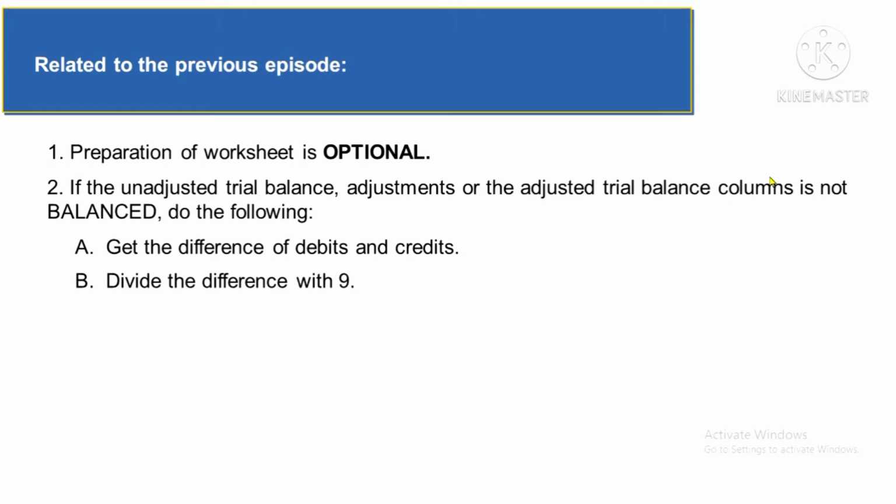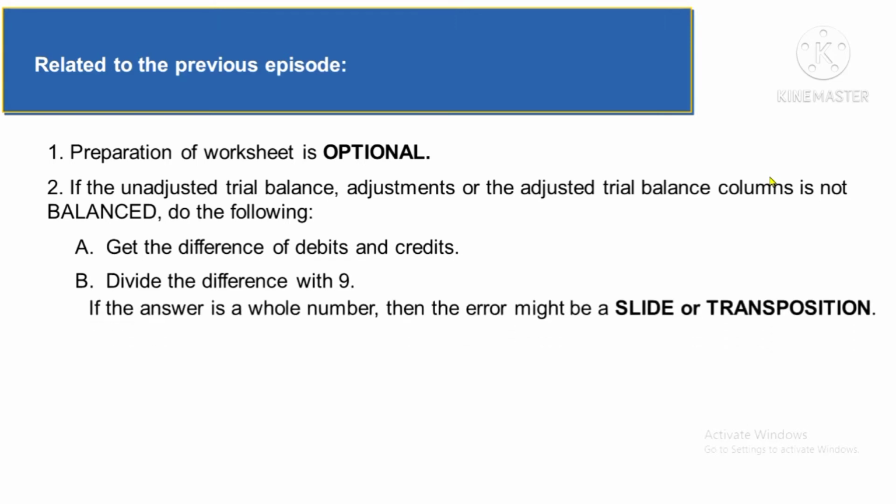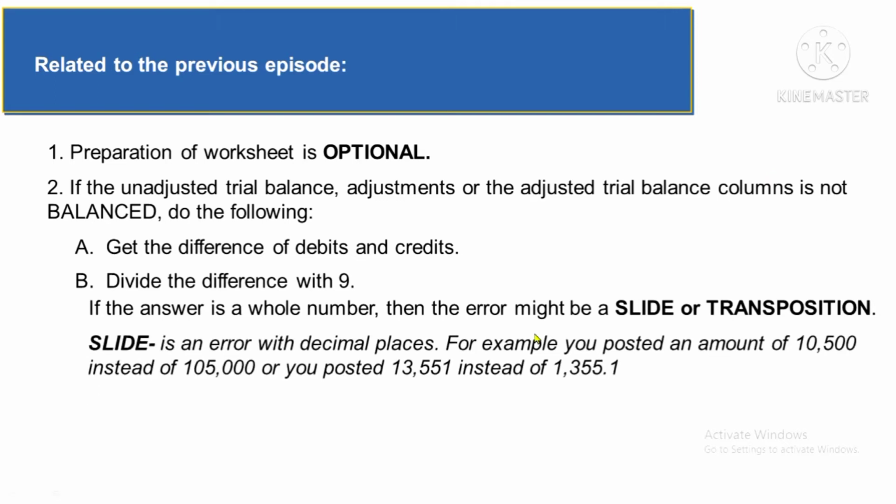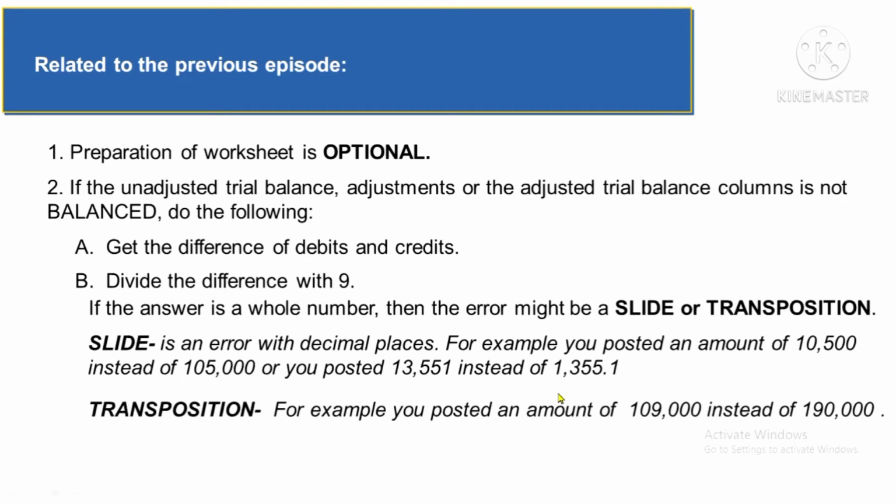If the quotient is a whole number, like for example, the difference of debits and credits is 9,000, if we divide it by 9, the quotient is 1,000, and there are no decimals. If that's the case, the error might be a slide or a transposition error. But what are those? A slide is an error with decimal places. For example, you posted an amount of 10,500 instead of 105,000, or you posted 13,551 instead of 1,355.1. While an example of transposition is when you posted 109,000 instead of 190,000.